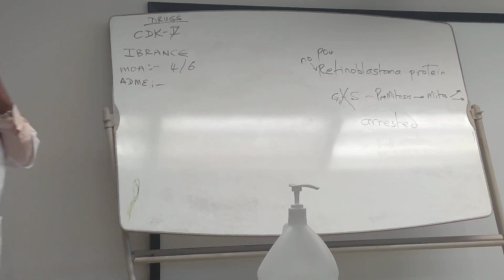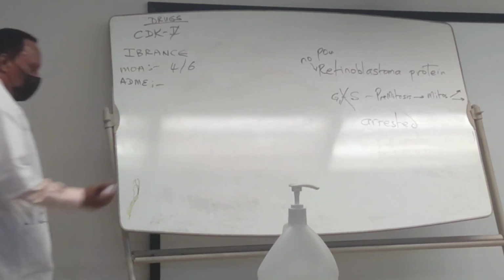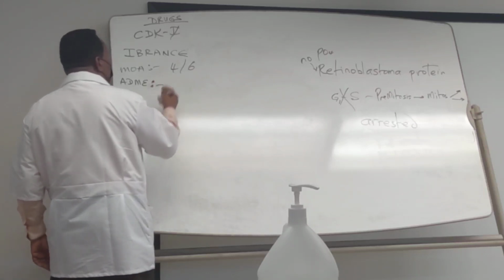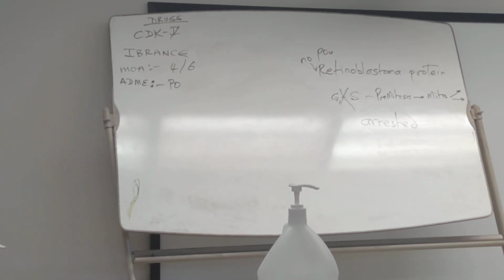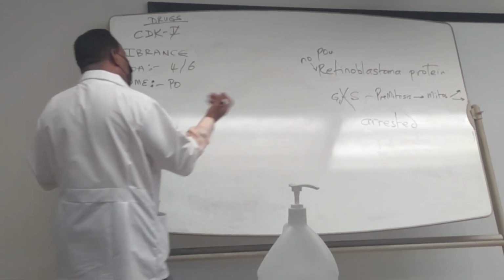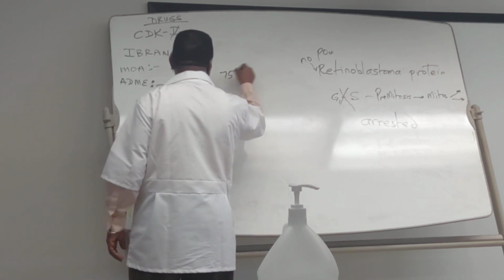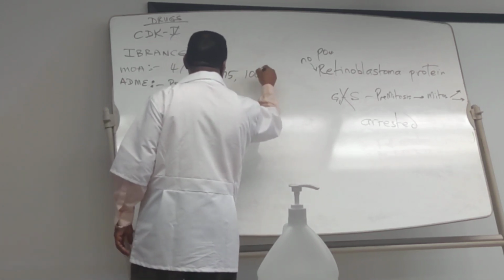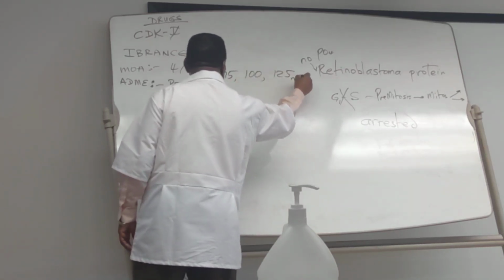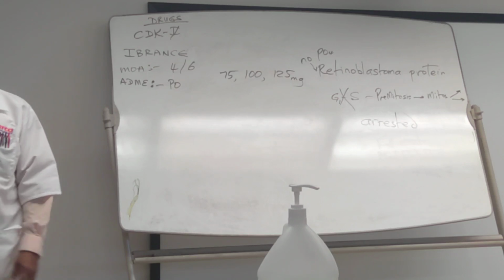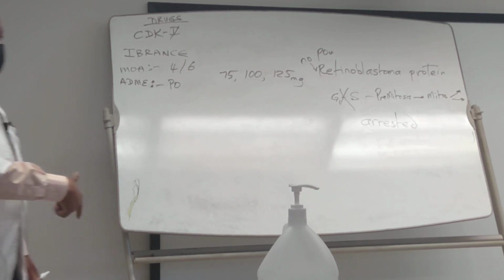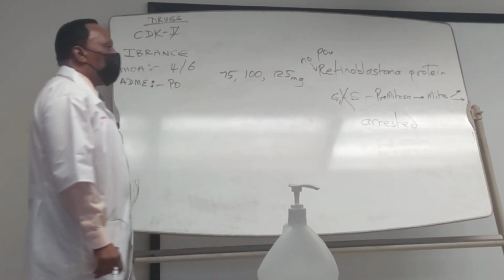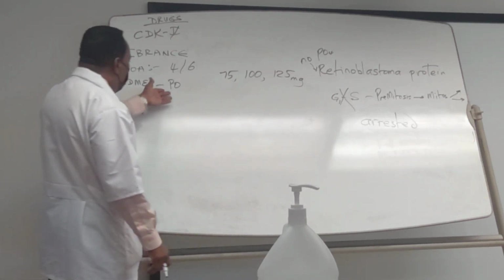In terms of the admin for your Ibrance, we know that it can be administered orally, and of course you have different strengths there: 75, 100, 125. Even though 125 is the highest strength, it is the strength that you actually start treatment with, you know, when you are using Ibrance.